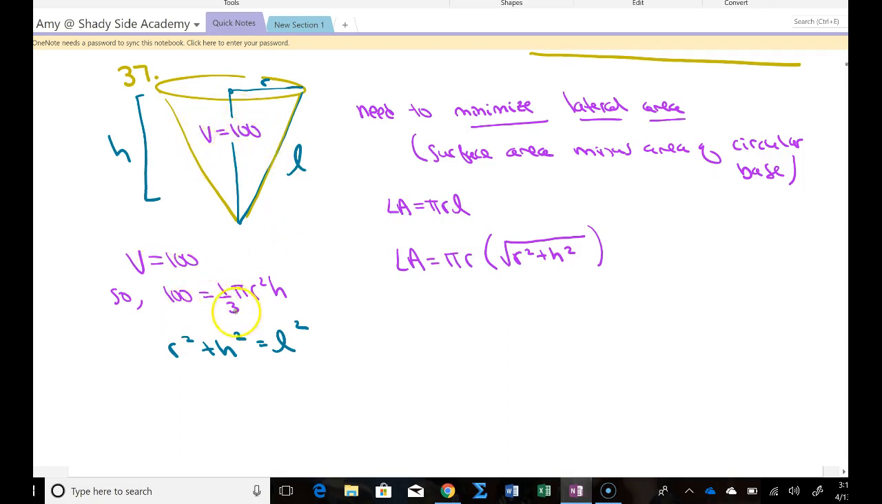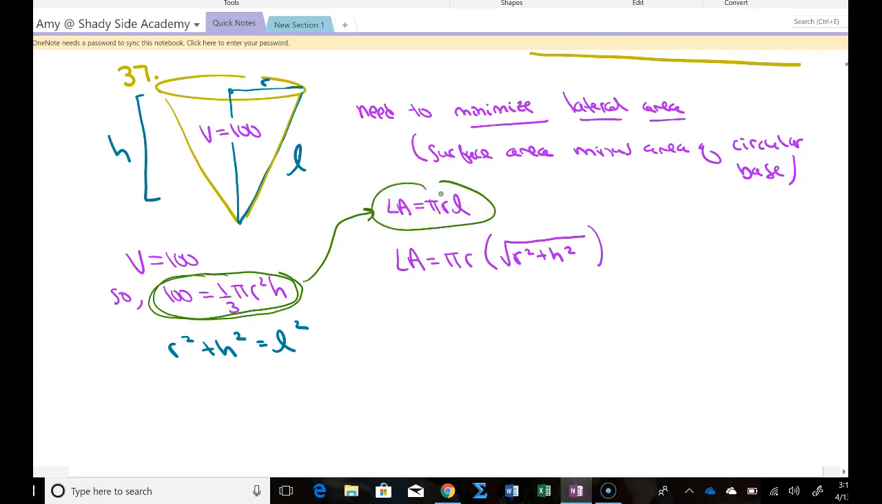So 100 equals 1/3 pi r squared h, right? And again, you probably looked up the volume of a cone. So here's the contextual constraint. And the question is, how do I incorporate this constraint into here?